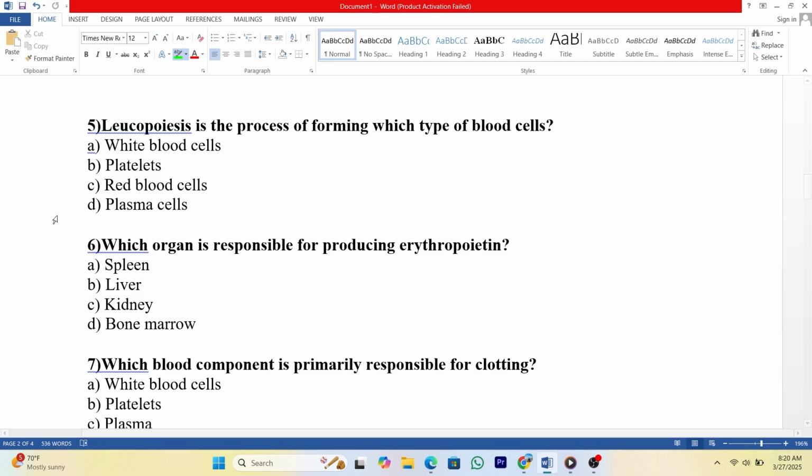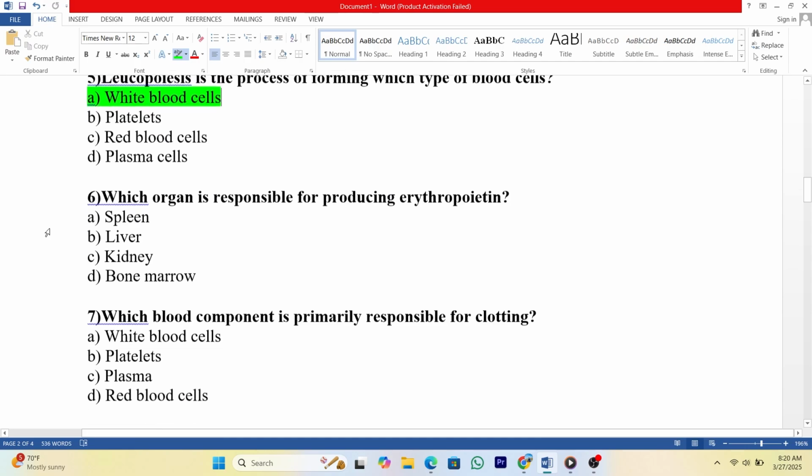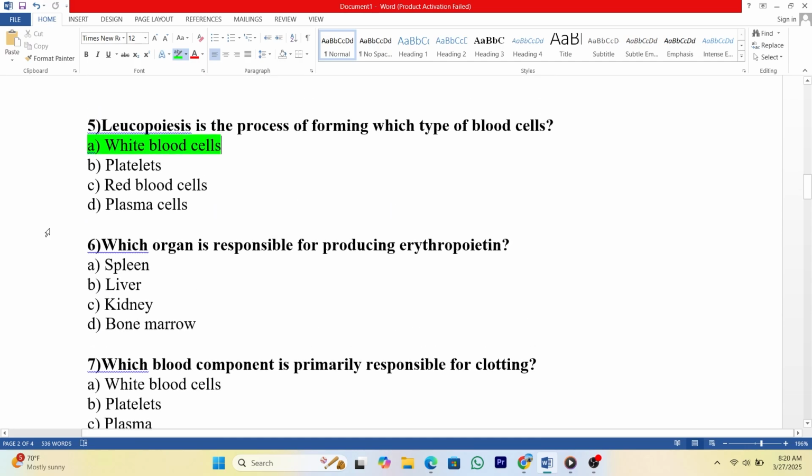5. Leukopoiesis is the process of forming which type of blood cells? A. White blood cells. B. Platelets. C. Red blood cells. D. Plasma cells. 6. Which organ is responsible for producing erythropoietin? A. Spleen. B. Liver. C. Kidney. D. Bone marrow.